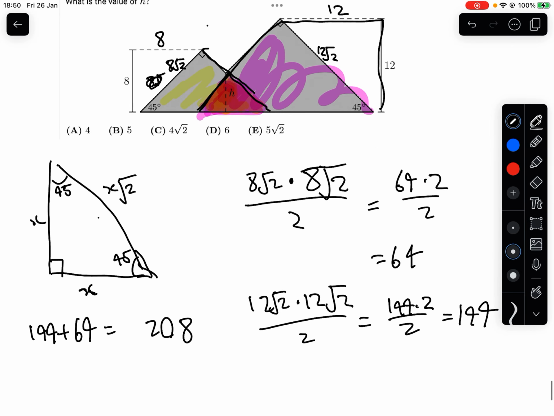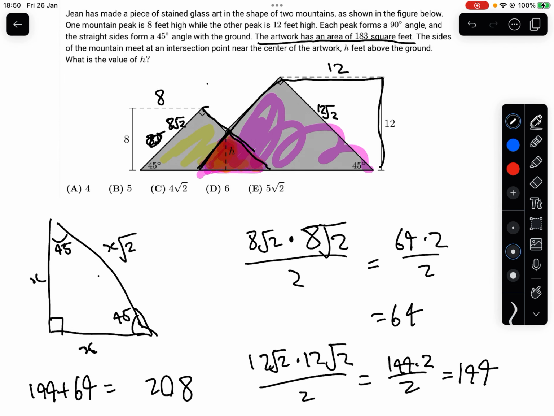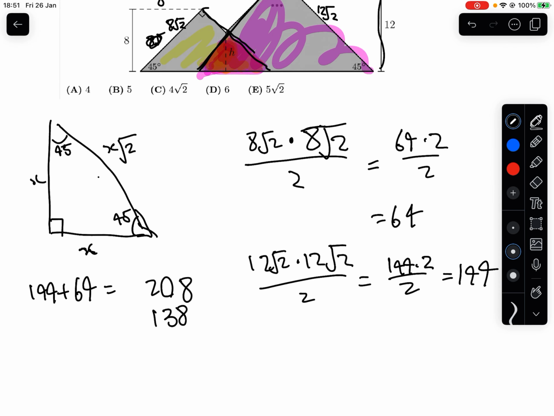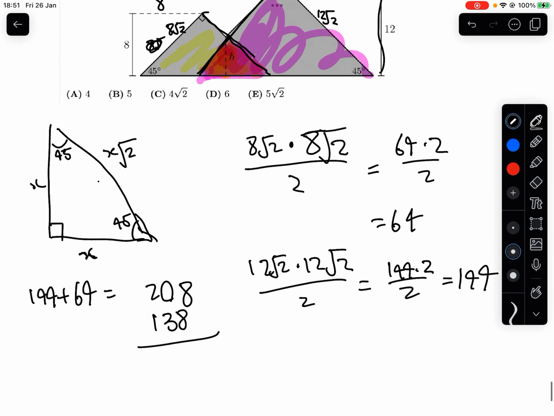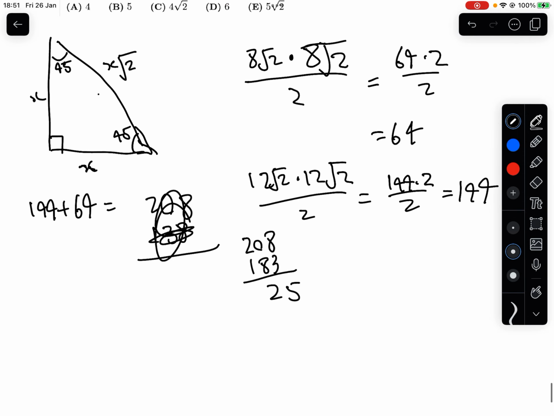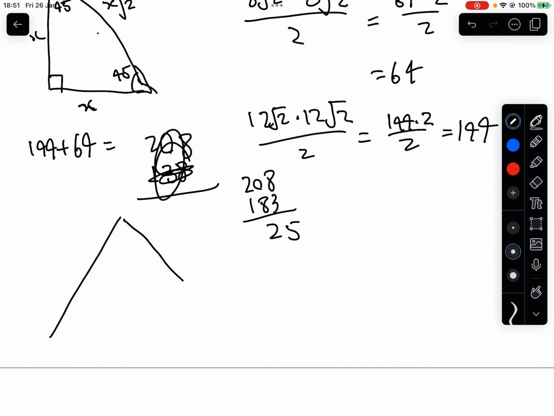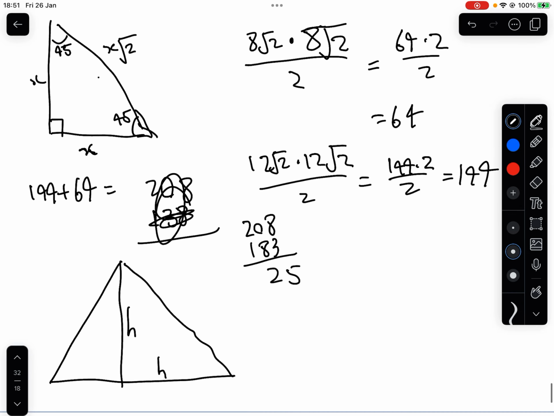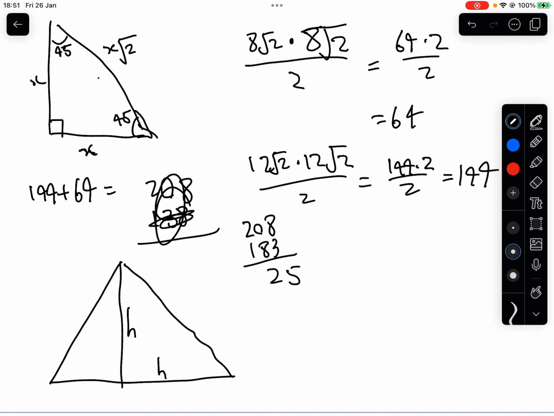So to find the area of that red triangle, we just subtract 183 from 208, which gives us 25. So the area of this red triangle is 25. Okay, let me draw the red triangle again bigger so it will look better. So this is h, right? Then this is also h, and then the hypotenuse is going to be 12.5.